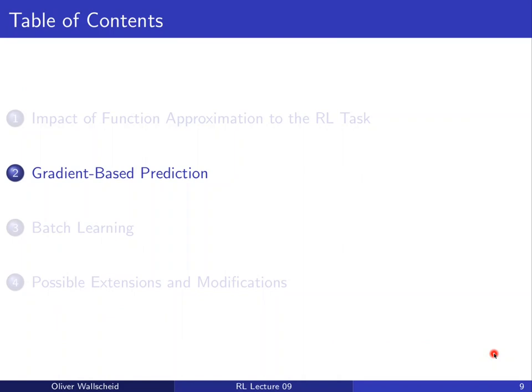So after we have discussed the problems and the challenges of reinforcement learning using function approximation, with a special view today on prediction, and next lecture we will also have a look at the control task, we are using gradient-based solution methods in order to find that parameterizable function v-hat in order to solve the prediction task.